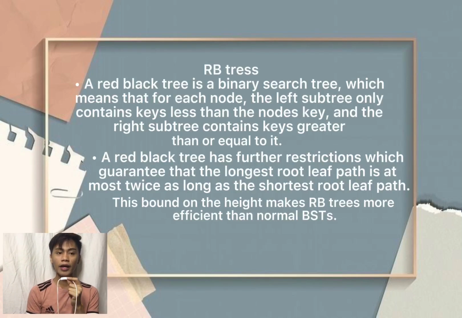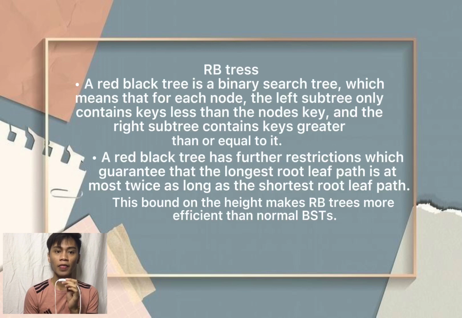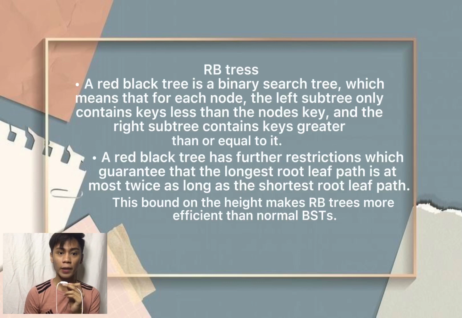RB trees. A red black tree is a binary search tree, which means that for each node, the left subtree only contains keys less than the node's key, and the right subtree contains keys greater than or equal to it. A red black tree has further restrictions which guarantee that the longest root-leaf path is at most twice as long as the shortest root-leaf path. This bound on the height makes red black trees more efficient than normal BSTs.